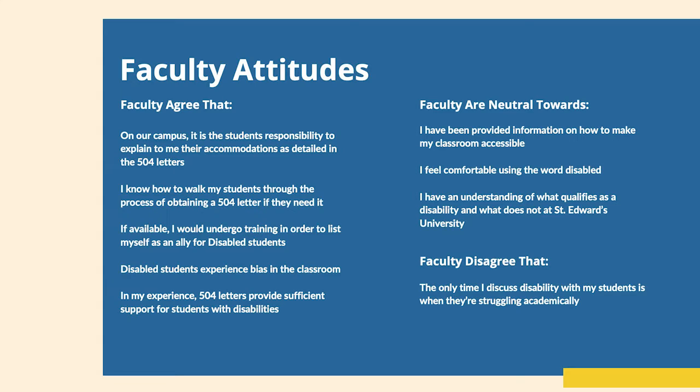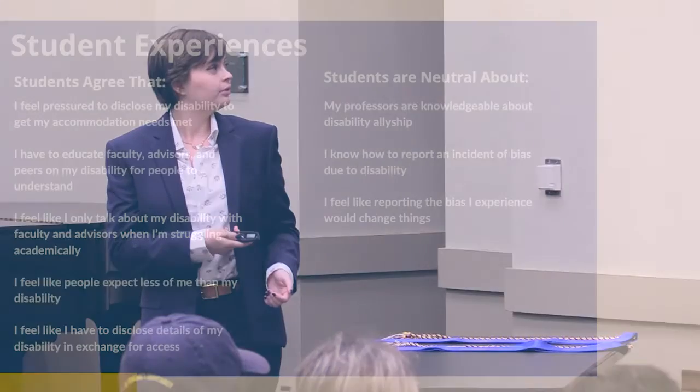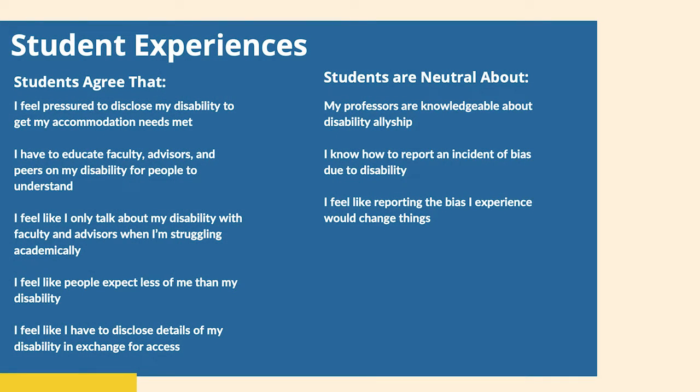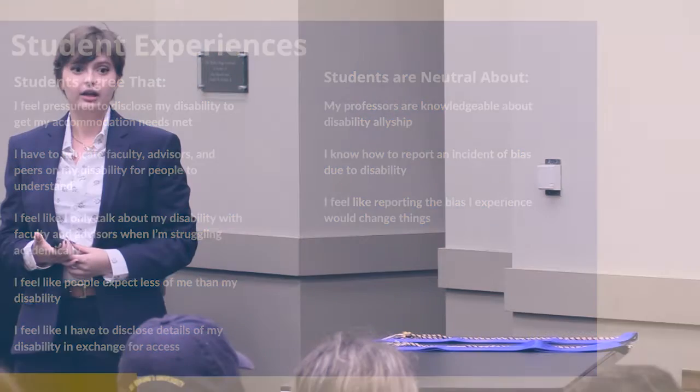The one that I find the most interesting is the one that says, the only time I discuss disability with my students is when they're struggling academically. Faculty emphatically disagree with that statement. We move on to students, though, and we find something very interesting. Students agree with the statement that they only discuss disability with their faculty when they're struggling academically. This points out a disparity between the way that faculty understand disability in conversations about it and the way that students do. Additionally, the student experiences are very depressing.